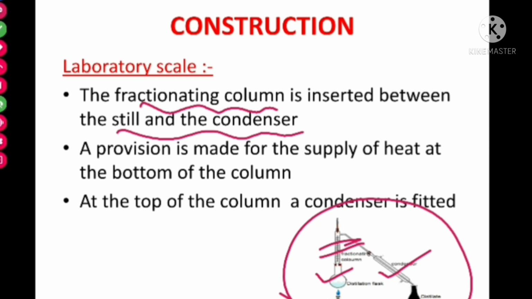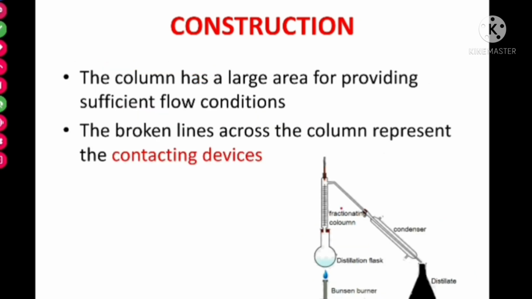A provision is made for the supply of heat at the bottom of the column, so a heat source is there. A Bunsen burner is used to provide heat to the material that is to be distilled. At the top of the fractionating column, the condenser is fitted. Look at this figure. This is our fractionating column. It has a large area for providing sufficient flow conditions.